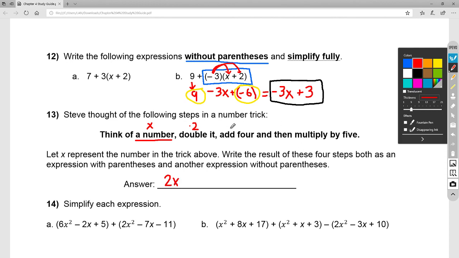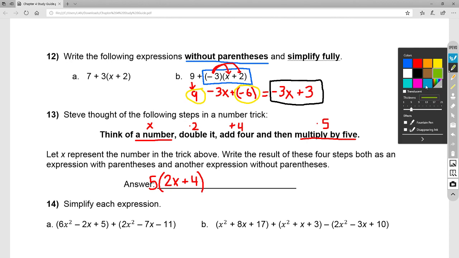Now the next part says I need to add 4. So far I have 2x and I need to add 4 to it, so I'm going to add a plus 4. Then it says to multiply by 5. Now where it says multiply by 5, it means the whole thing needs to get multiplied by 5. So I need to take my 2x plus 4, group it together, so stick it inside parentheses so we know it goes together, and then I want to multiply it by 5. So I would put my 5 on the outside, right? This represents taking 2x plus 4, multiplying it by 5.